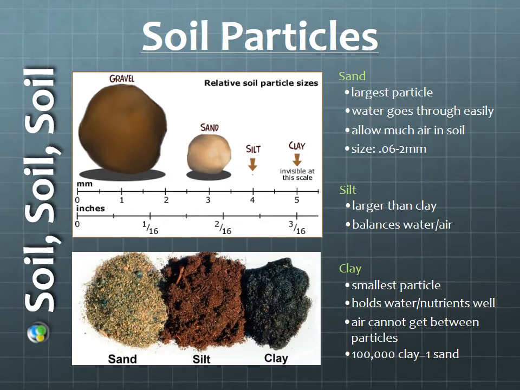There are three different types of soil particles called sand, silt, and clay. Sand is the largest of those particles, and it allows a lot of air to get in between those particles because there's a lot of space, but it also doesn't keep the water in the soil. The smallest size is clay. It holds water and nutrients very well, but it can't get the air in between the particles because they're too close together. So the middle size, silt, keeps a balance between the sand and the clay, so it gets the water and the air that it needs for plants to grow properly.